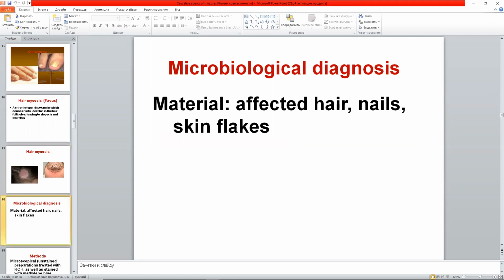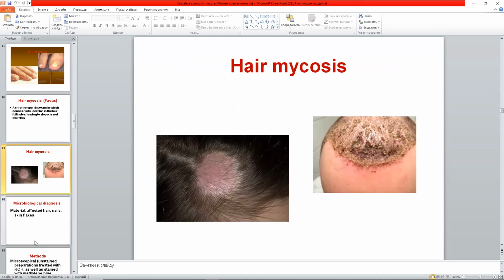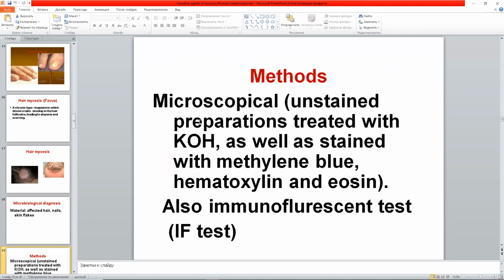So, microbiological diagnosis of this kind of mycosis. What material should be examined? What specimen? Affected hair, destroyed hairs, some particles of them, then particles of nails and skin flakes from the place where the fungi multiply. And what methods are used? Of course, the microscopical method. Firstly, unstained preparations are used, treated with hot alkali, and the purpose is to destroy human cells, and the fungi will be visible because some of them are inside the hair, some develop spores outside of the hair, and it's very important for identification.